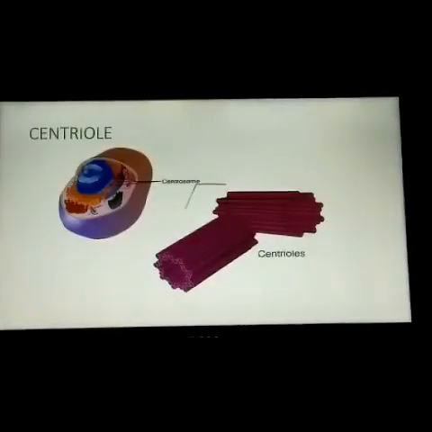And next one, centriole. Centrioles are generally found close to the nucleus and are made up of tube-like structures. In the picture itself, I think you can see a tube-like structure. Centrioles or centrosomes are present only in an animal cell and are absent in a plant cell. They help in the separation of chromosomes during cell division. So the main function of centriole is to separate the chromosomes during cell division, right?